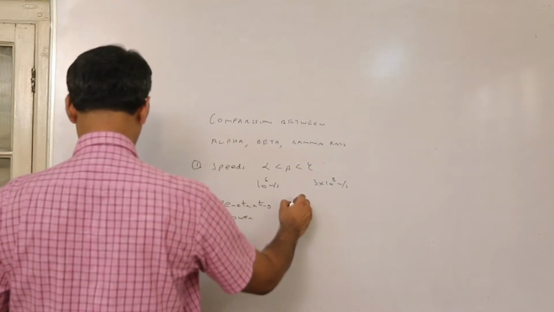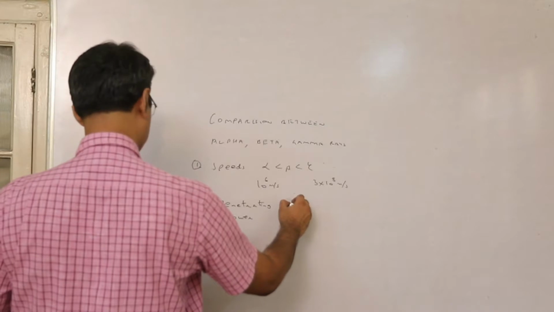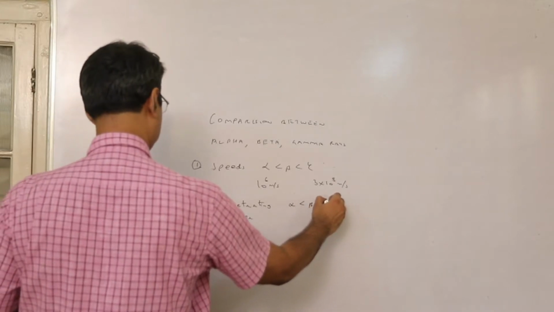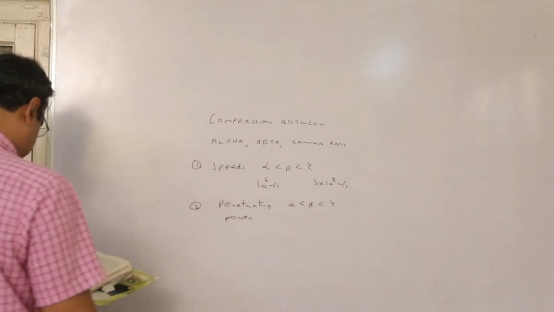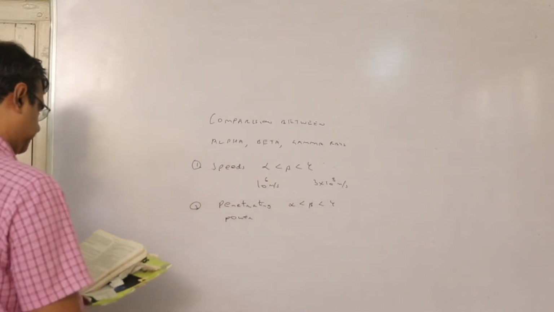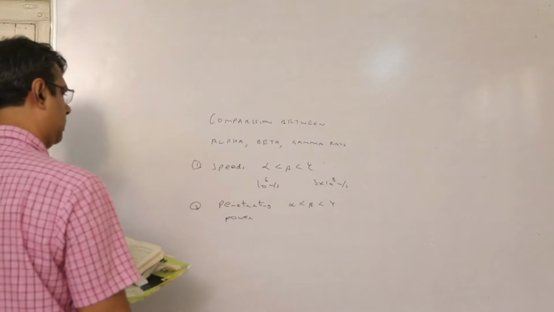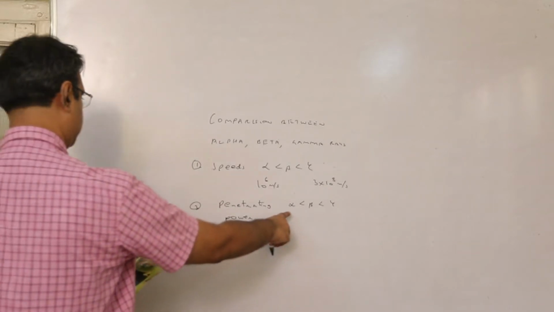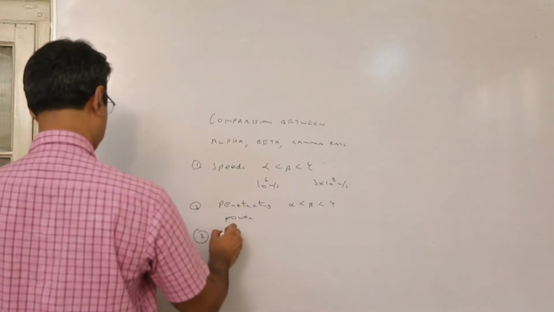Second is penetrating power. Penetrating power follows the order alpha less than beta less than gamma. So the maximum penetrating power is that of gamma and the least is that of alpha.